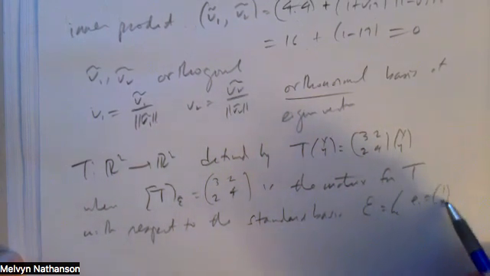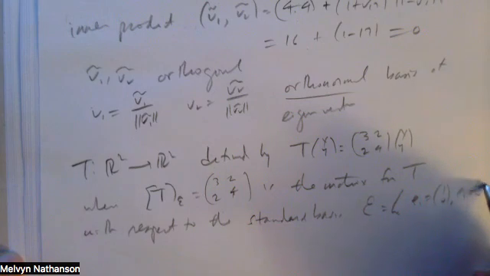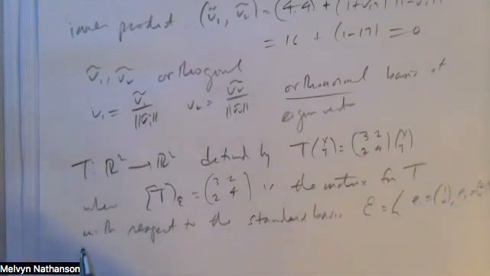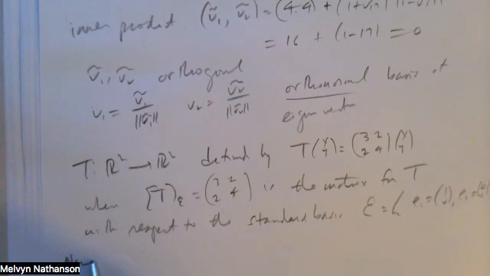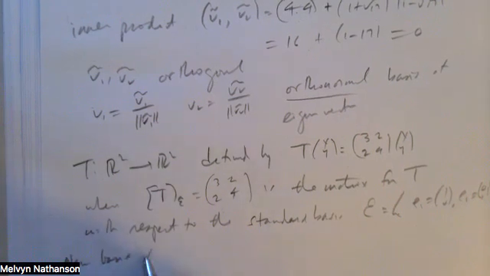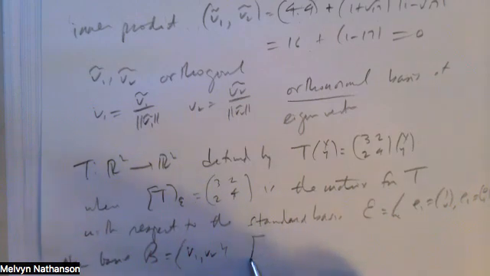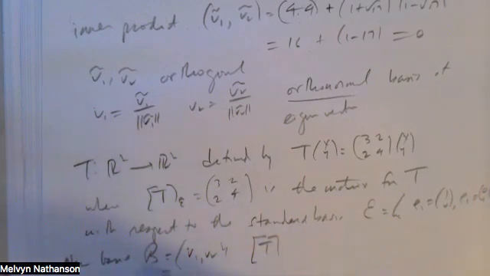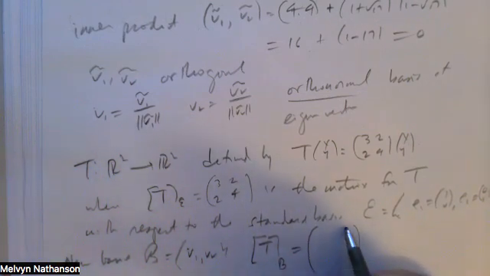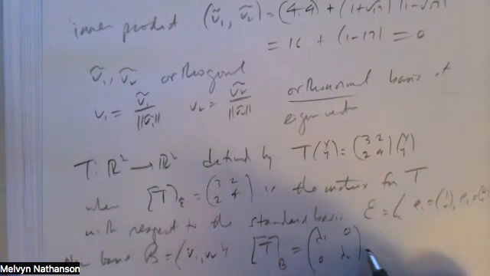E1 equal to (1, 0), E2 equal to (0, 1). But we have a new basis B, consisting of these orthonormal vectors V1 and V2, and the matrix for the linear operator T with respect to this new basis B is diagonal. And what we have down the diagonal are the two eigenvalues.